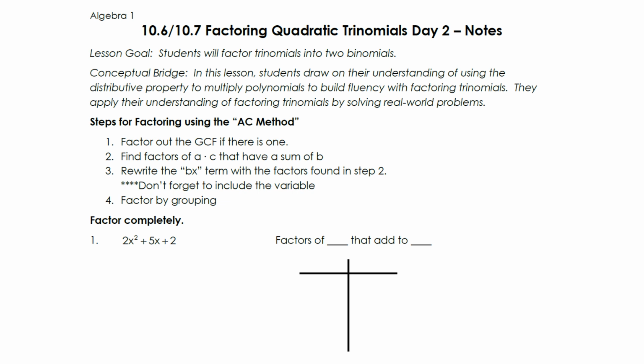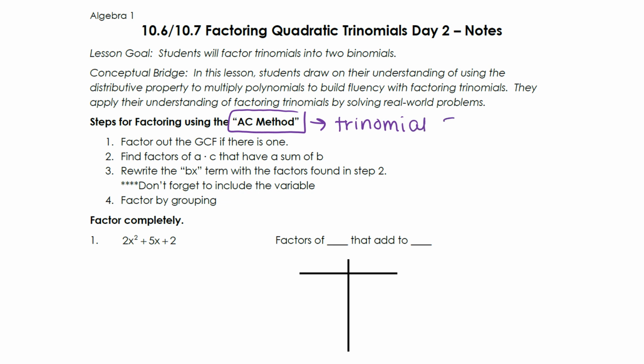For this video, we will be talking about section 10.6, 10.7, and this is actually going to be day 2. So just a couple of things that we make sure we talk about really quick. This method of factoring is going to be called the AC method, and we use this method when it's a trinomial, meaning there are 3 terms.